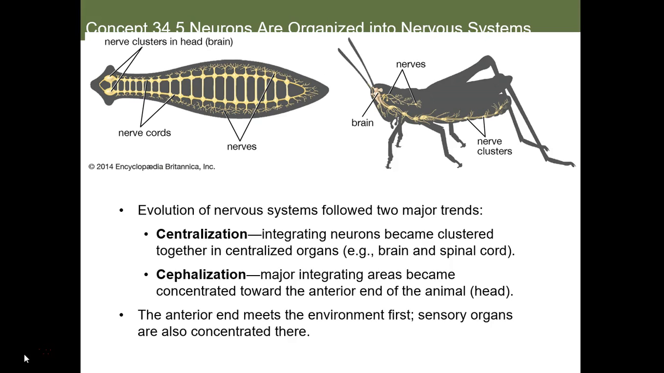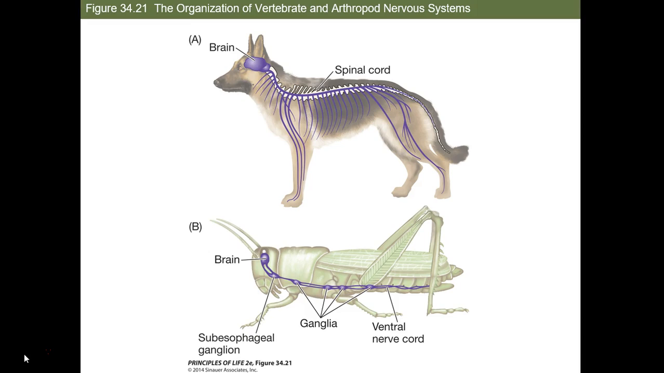Evolution of nervous systems followed two major trends. Centralization is the integration of neurons to become clustered in centralized organs, such as the brain and spinal cord. Cephalization is the major integrating areas that become concentrated toward the anterior end of the animal. This anterior end, or head region, meets the environment first, so the sensory organs are often concentrated there. This picture of the dog and grasshopper shows that they have neurons grouped towards the anterior region, which illustrates cephalization.